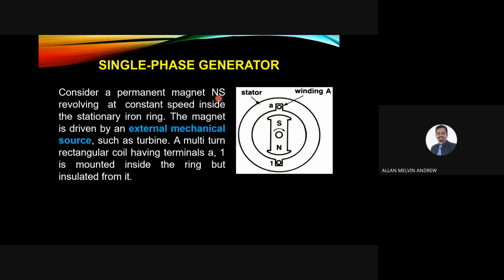Consider a permanent magnet NS revolving at constant speed inside a stationary iron ring. The magnet is rotating inside and is driven by an external mechanical source, usually a turbine or motor. A multi-turn rectangular coil having terminal A1 is mounted inside the ring but insulated from it.